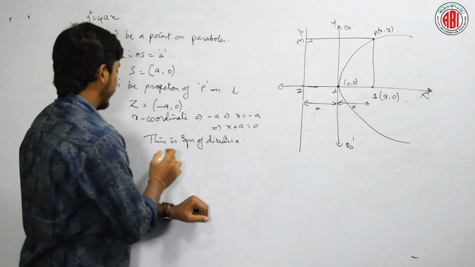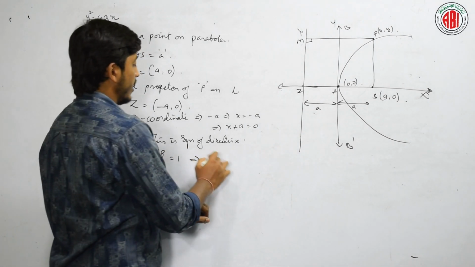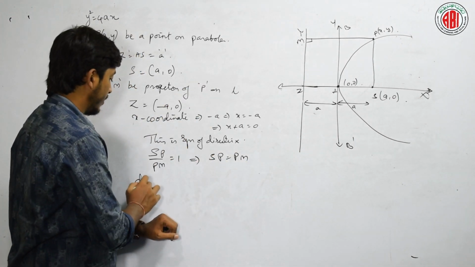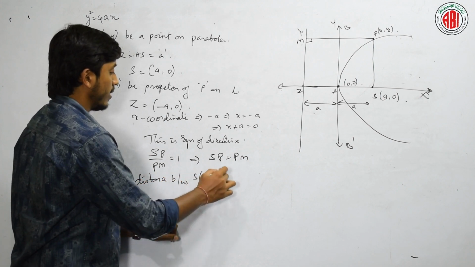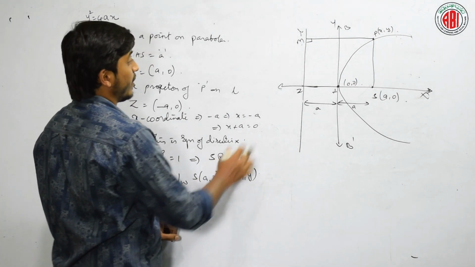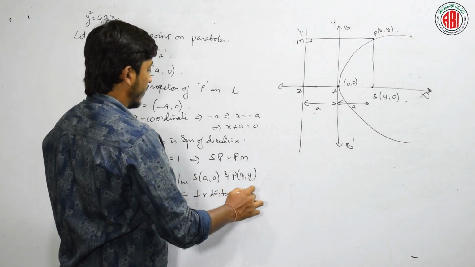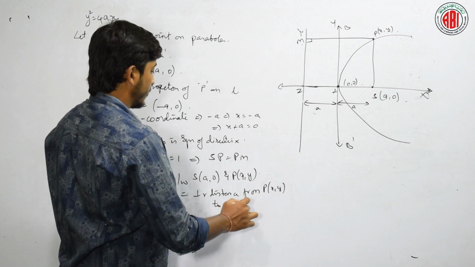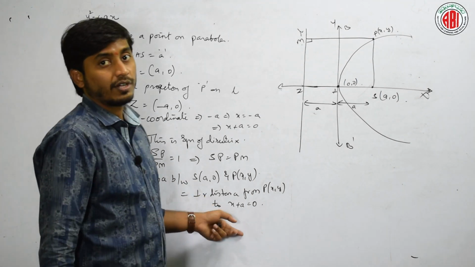Now let us find the ratio SP by PM, which is equal to 1. So let me write SP equal to PM. SP is nothing but the distance between S of a comma 0 and P of x comma y, and that is equal to PM, the perpendicular distance from P of x comma y to the line x plus a equals 0. Shall we substitute and simplify?